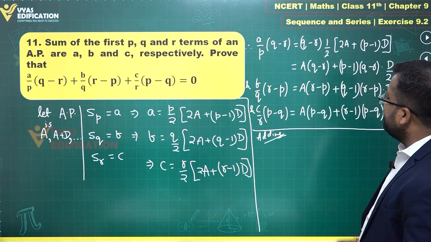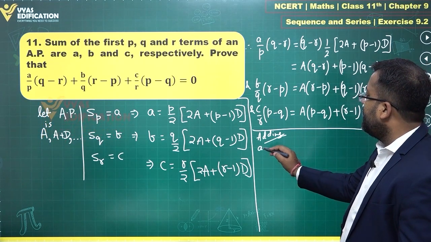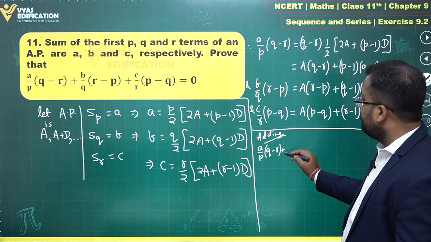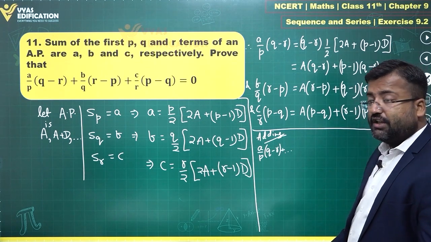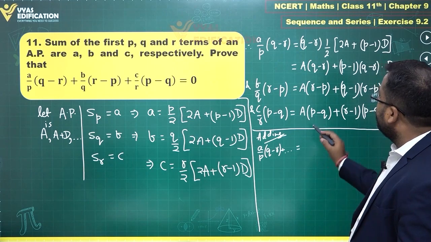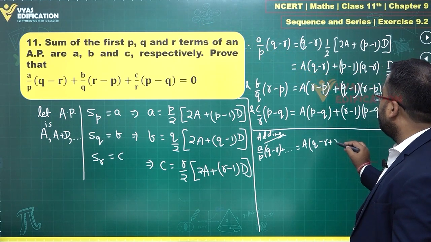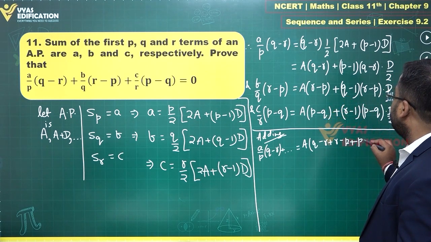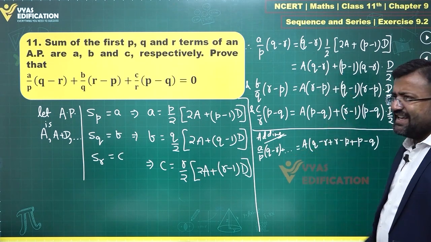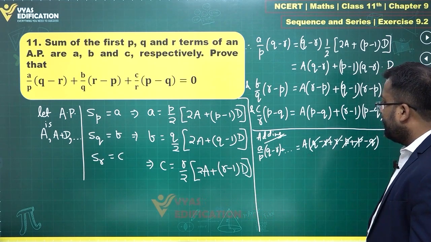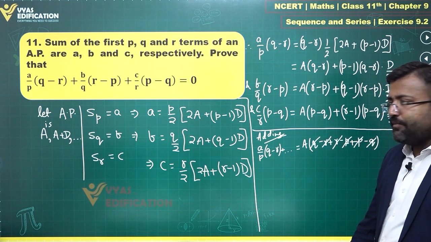So adding 4, 5 and 6, what you get is a by P times Q minus R plus so and so terms will be equal to capital A times Q minus R plus R minus P plus P minus Q. You see, all of these are in cyclic order, right? So they will get cancelled. Yes. So the coefficient of A will become 0.